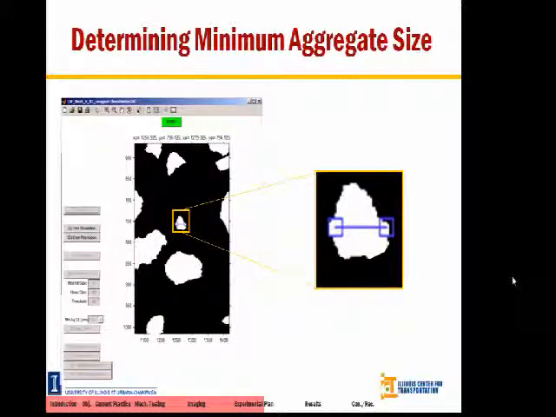We can actually use the software then to zoom in on the remaining aggregate, okay, to determine what have we lost. Okay? We don't want to, if we have a 19 millimeter mix, we don't want to lose everything 12.5 and smaller. That's a serious problem. You've chosen the wrong threshold value. Okay? So here you're able to actually zoom in on the black and white image and determine the smallest remaining aggregate in that thresholded image.